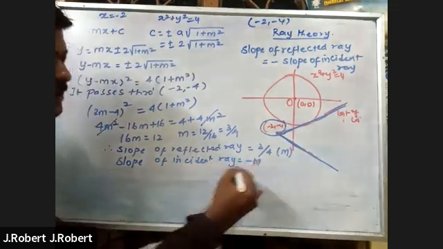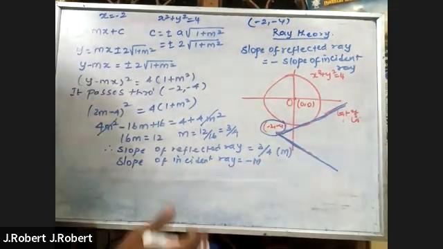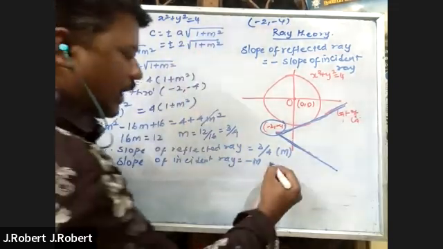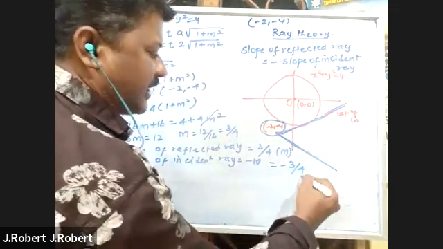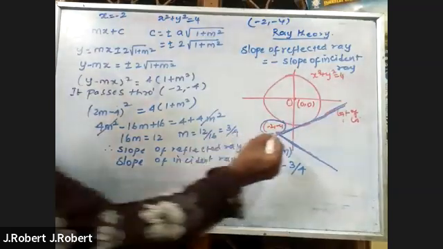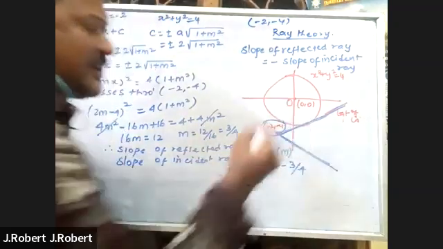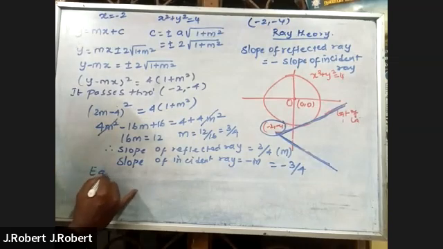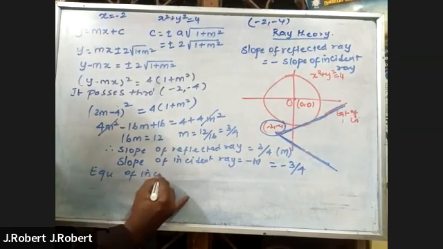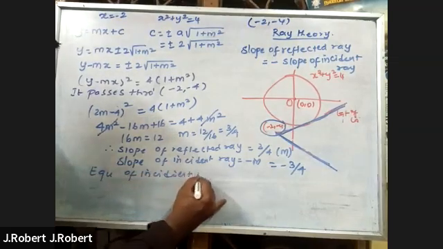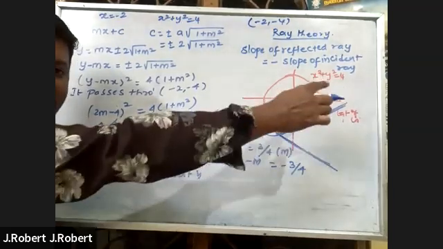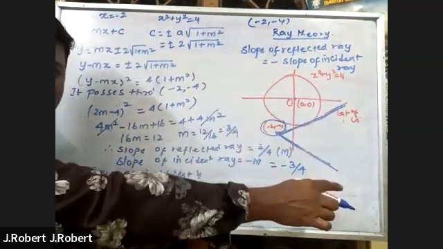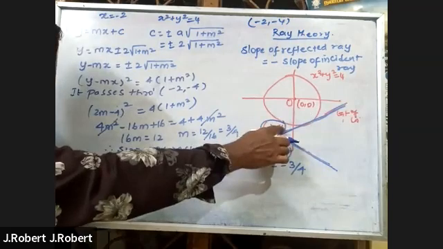That is nothing but minus m, minus of the slope of the reflected ray, which is minus 3 by 4. So the slope of the incident ray is found. My question is, what is the equation of the tangent, that is, the incident ray. The point passes through both the reflected ray and the incident ray. The point is minus 2 comma minus 4.